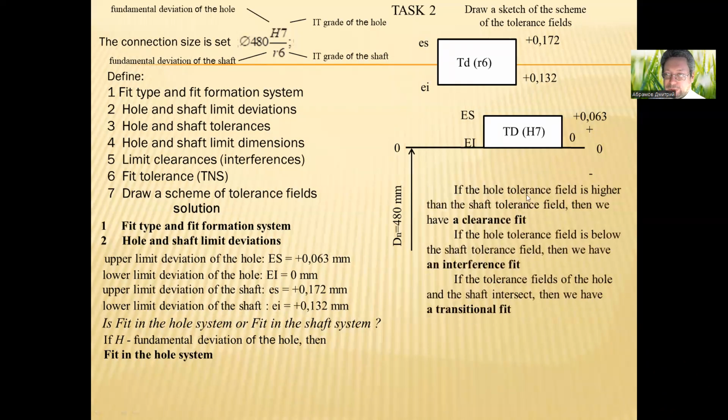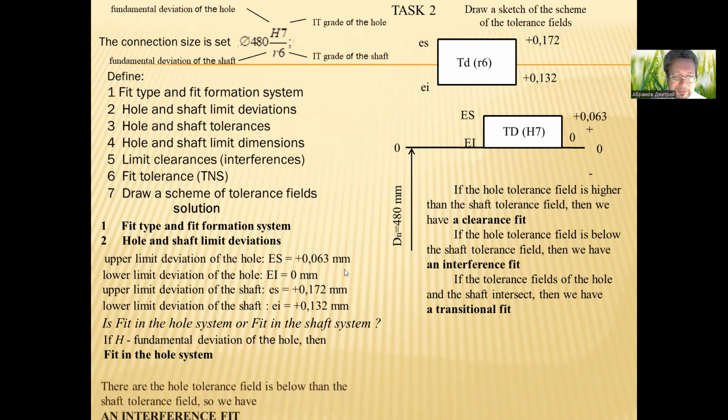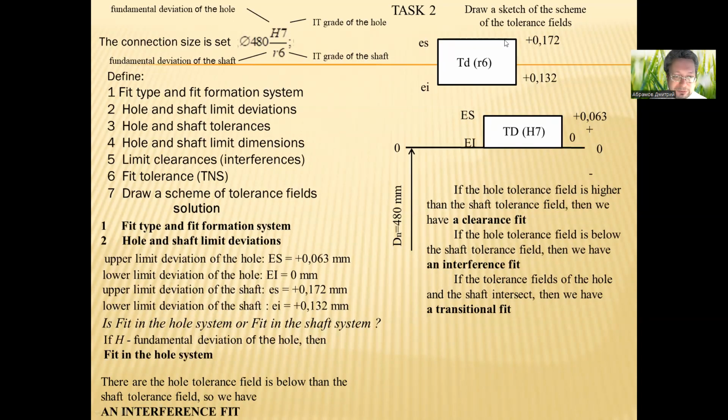If the hole tolerance field is higher than the shaft tolerance field, then we have a clearance field. If the hole tolerance field is below the shaft tolerance field, then we have an interference field. If the tolerance fields of the hole and the shaft intersect, then we have a transitional field. So here the hole tolerance field is below the shaft tolerance field. So we have an interference field.